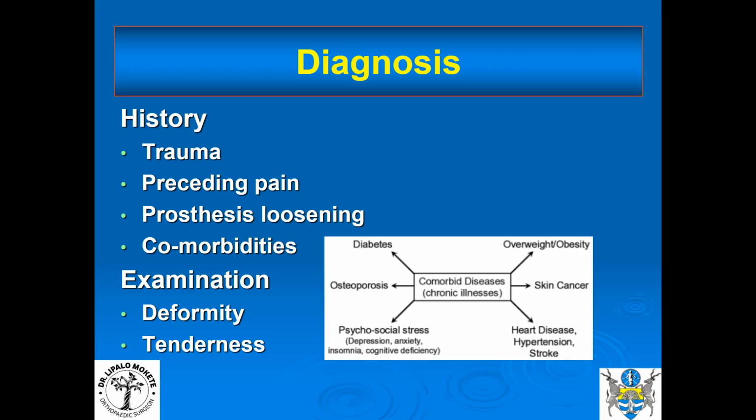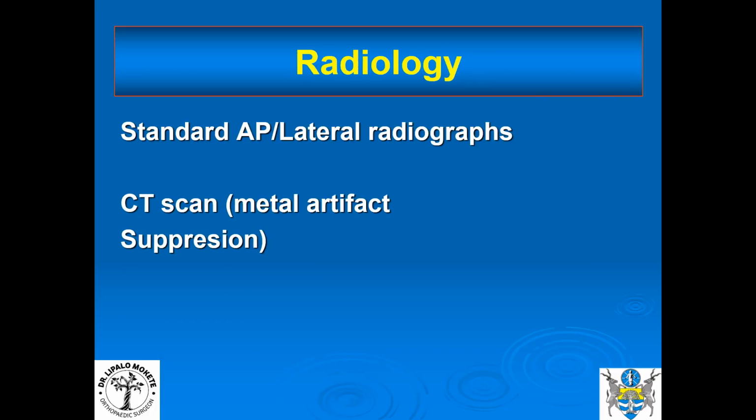And in terms of x-rays, standard AP and lateral x-rays are sufficient. Sometimes, as Prof. Van der Jacht has indicated, an oblique x-ray may also be very important to delineate the fracture. CT scan is helpful, not always necessary, but certainly you have to have the metal artifact suppression protocol on the CT scan for you to be able to gain that additional information.